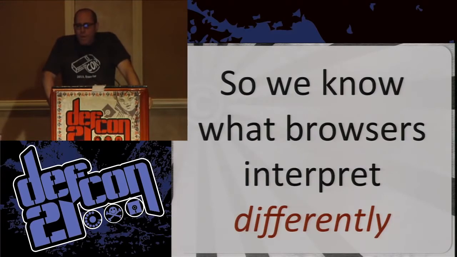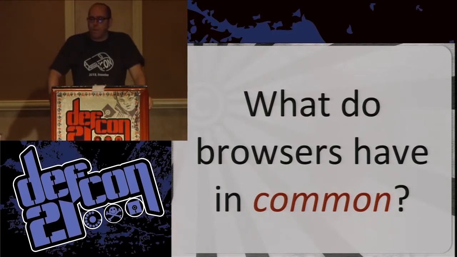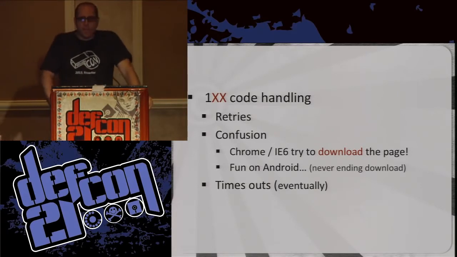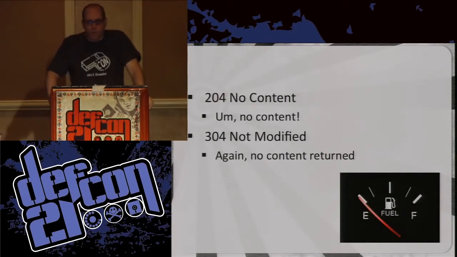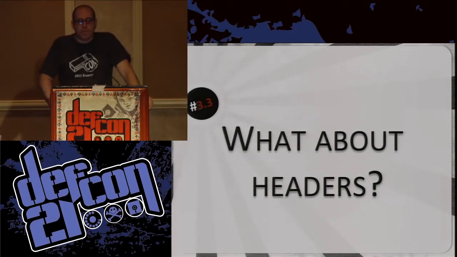Okay, so we know what browsers interpret differently. So what do all the browsers have in common? What are they doing the same across the board? The 100 codes: retries, confusion, as I said, fun on Android, never-ending downloads, and it times out eventually. Because the browser thinks there's more coming. The browser thinks, oh, you're going to send more data in a minute, I'll just sit here and wait for you, which is kind of interesting. The 200 codes, again, you get the no content or not modified. You just get headers saying, no, there's nothing here. So as you would expect, all the browsers just ignore any content that you respond with because they don't expect there to actually be any content within those.